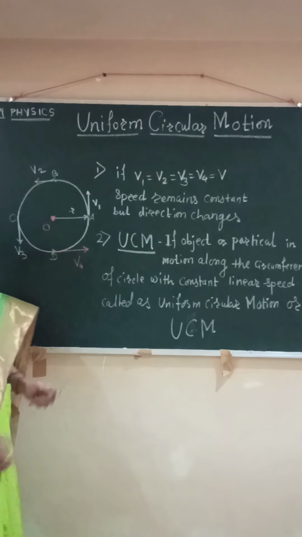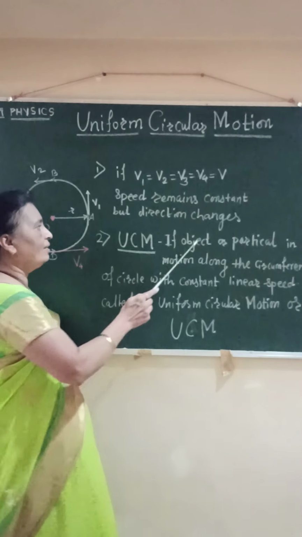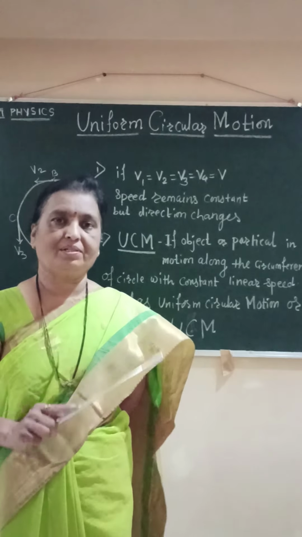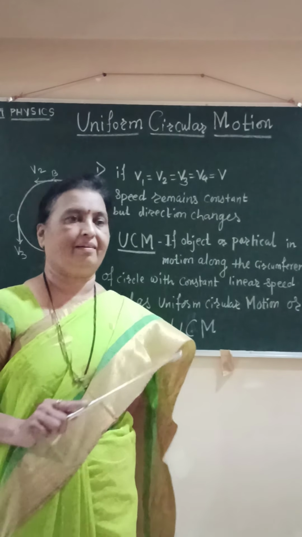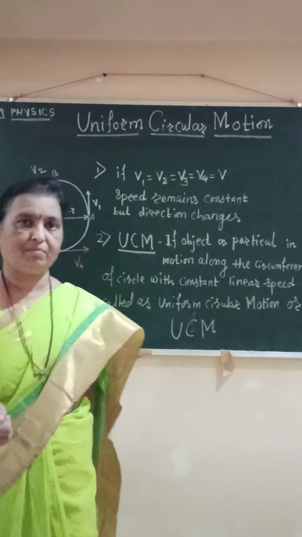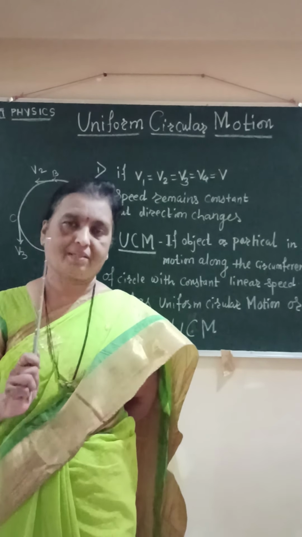So uniform circular motion is the motion of a particle along the circumference of a circle with constant linear speed. That is called uniform circular motion. Question for 1 mark: Define uniform circular motion.